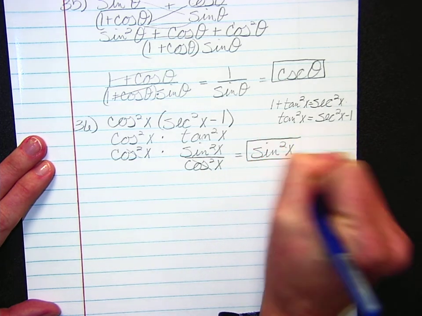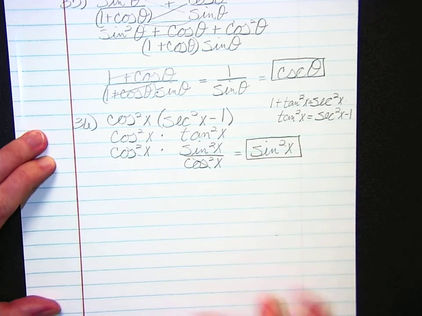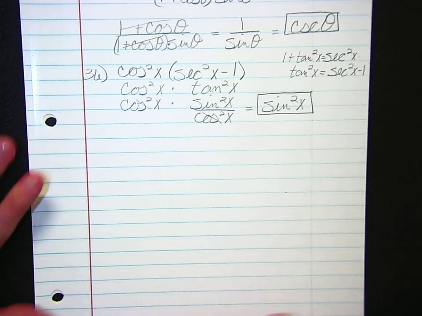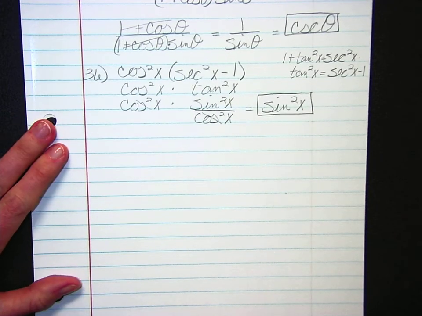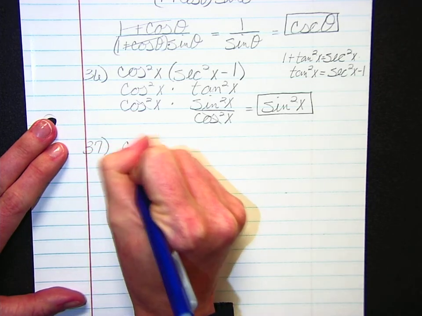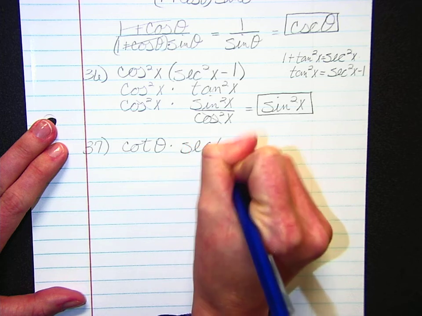There's a couple of different ways to work that one. You could have started off by multiplying these together and multiplying these together, and then you'd use your sine squared plus cosine squared equals 1 identity. Your choice on that. All right, the last one for this video, number 37, we're going to take a look at cotangent times secant. So that left us kind of with the easy one last.